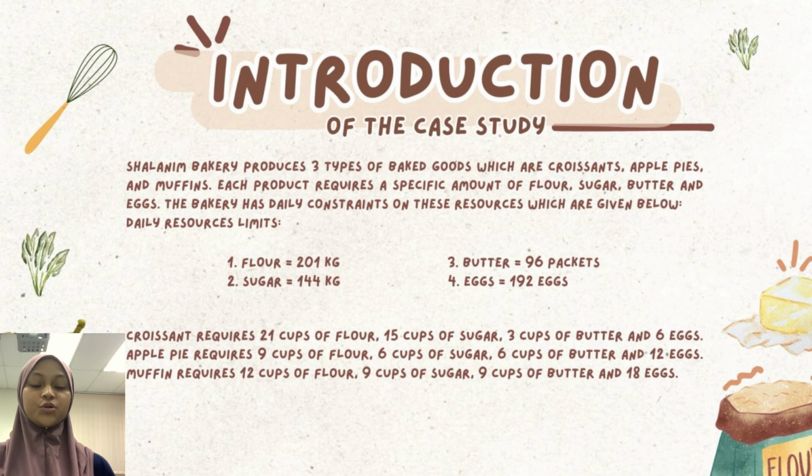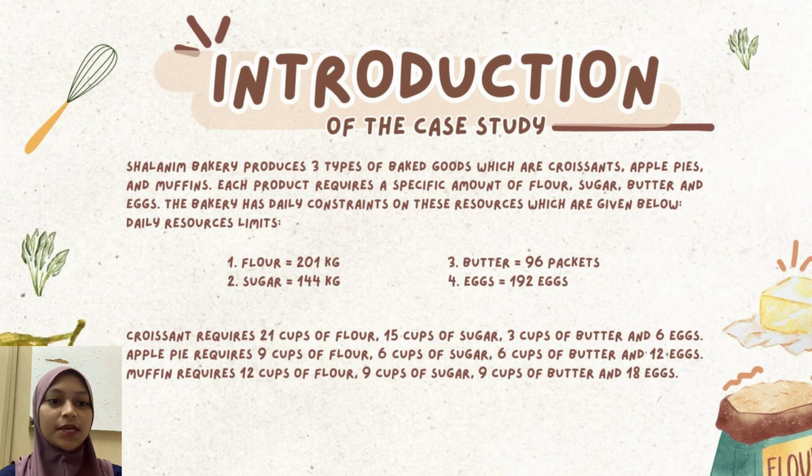So, we move on to the introduction of the case study. As we can see, Shalani Bakery produces 3 types of baked goods, which are croissants, apple pies, and muffins. Each product requires a specific amount of flour, sugar, butter, and eggs. The bakery has daily constraints on these resources, which are given below. Daily resource limits for flour is 201 kg, for sugar is 144 kg, for butter is 96 packets, and for eggs is 192 eggs.